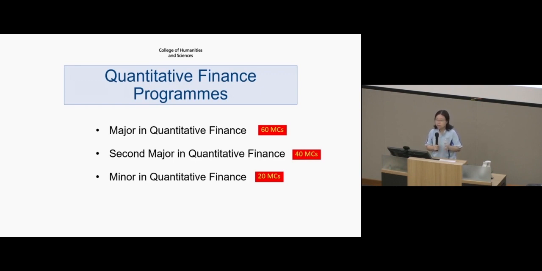Because it is a new name, on some parts of the web page you can see units, and on some parts you can see MCs. In my talk, I will use the old name, the MCs. And at least in QF modules, in the requirements of QF major, second major, and minor, each module has four MCs. So that means if you are a major in quantitative finance, you are required to take 15 courses in QF, the second major 10 courses, and the minor 5 courses only.